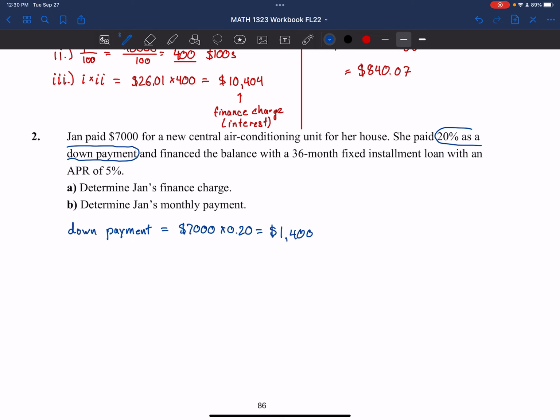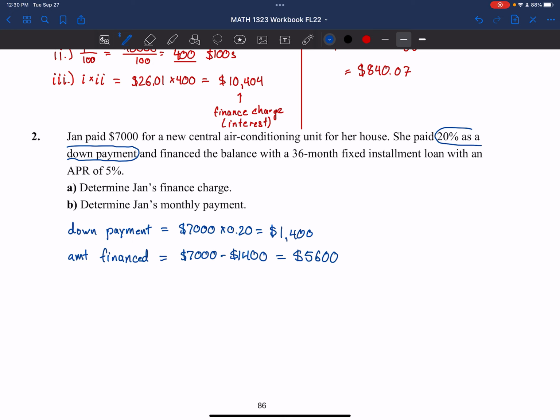Now, she paid that up front. So what this will do is decrease the amount financed. And that amount financed is what will determine our monthly payment. She already paid that 20%, or that 1,400. So what you'll do is take the 7,000 and subtract the money she already paid, the down payment. So Jan is just going to get a $5,600 loan. So Jan will borrow $5,600.